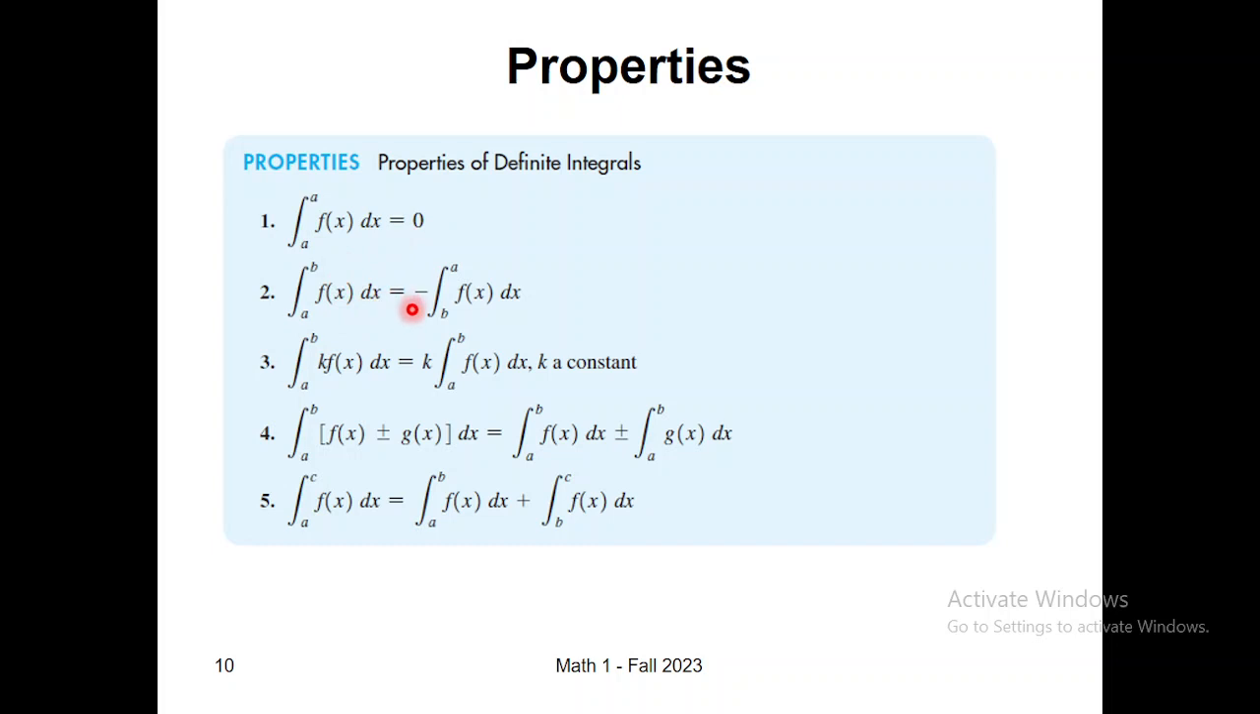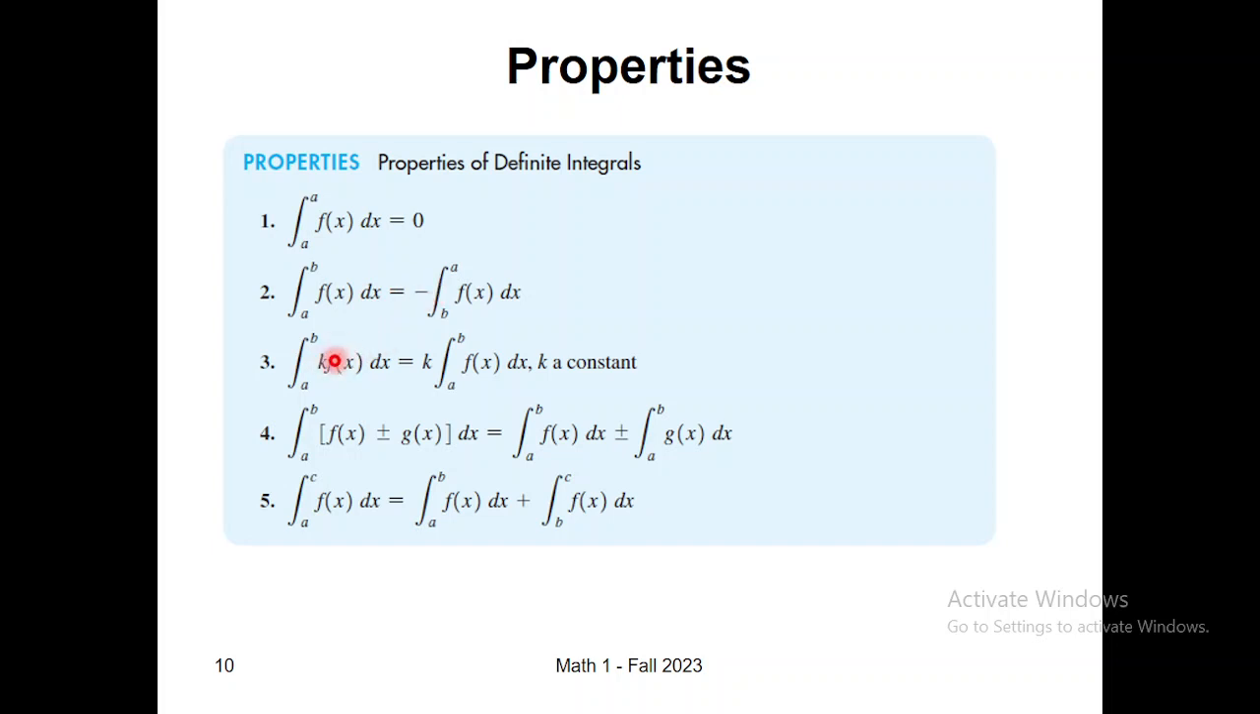Now, if you change the limits of the integration, instead of integrating from a to b, you integrate from b to a. You have the same result but with a negative sign, because now we are moving in the opposite direction. And based on the fundamental theorem of calculus, instead of f(b) minus f(a), it will be f(a) minus f(b). So you have a change in the sign.